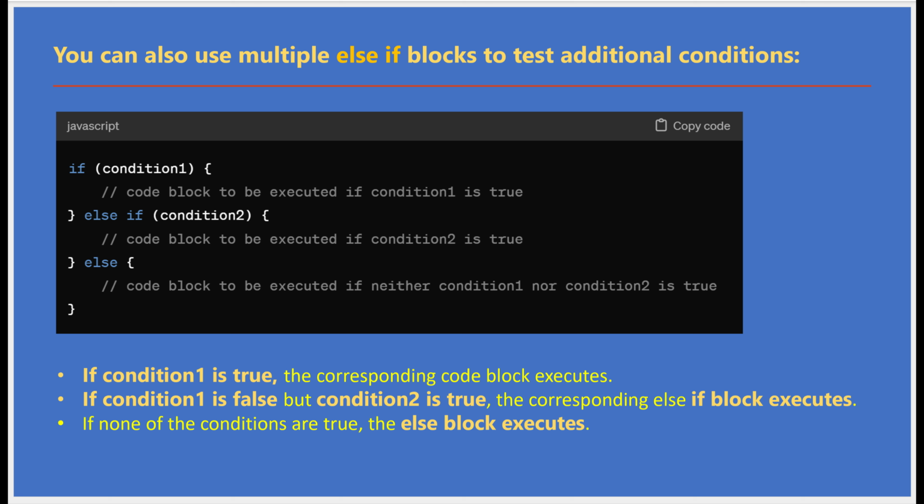If that condition is true, it will execute the corresponding code block. If it's also false, it will move on to the next else-if block, and so on. If none of the conditions in the if or else-if blocks are true, then JavaScript will execute the code block in the final else section.